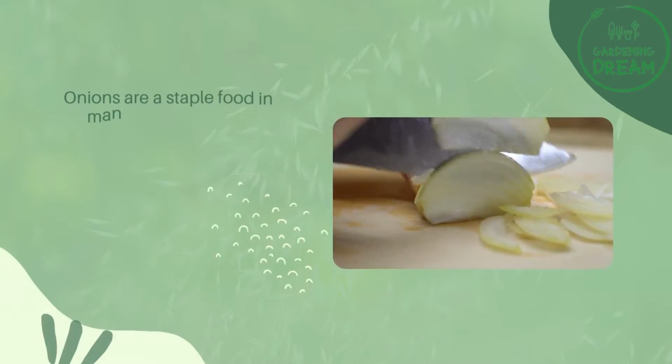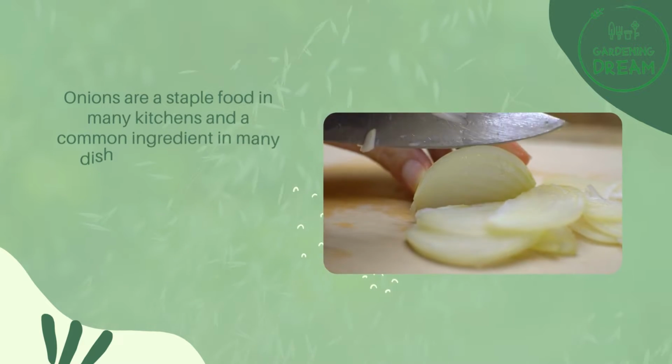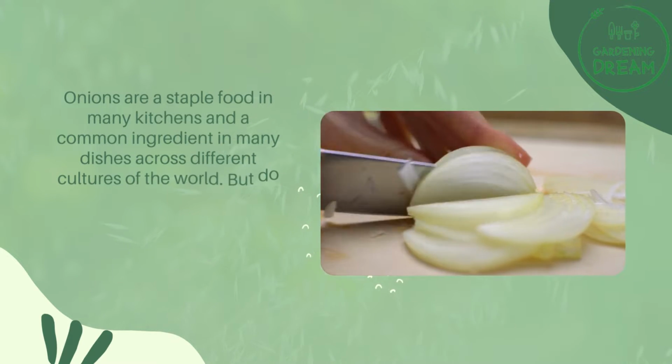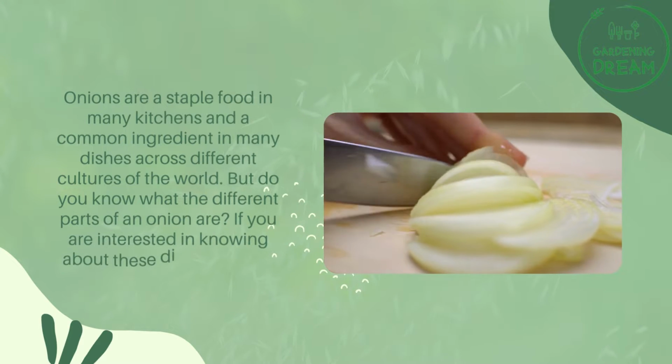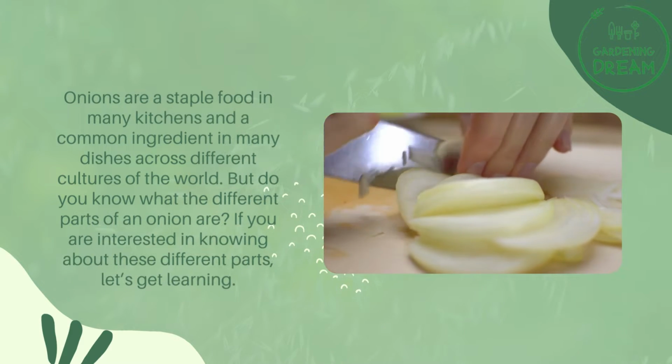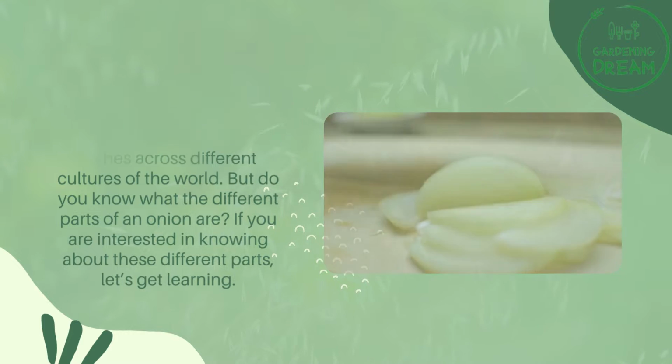Onions are a staple food in many kitchens and a common ingredient in many dishes across different cultures of the world. But do you know what the different parts of an onion are? If you are interested in knowing about these different parts, let's get learning.